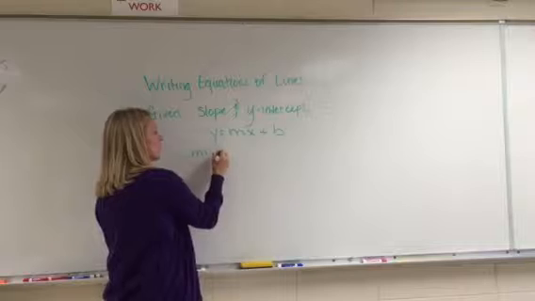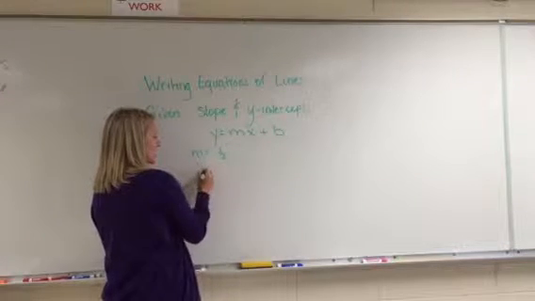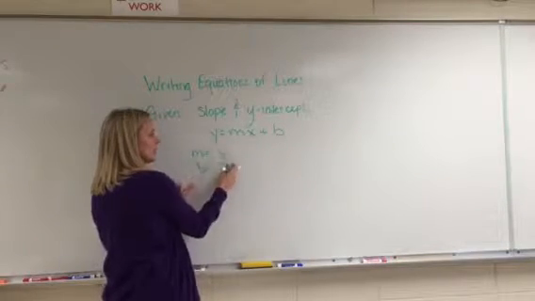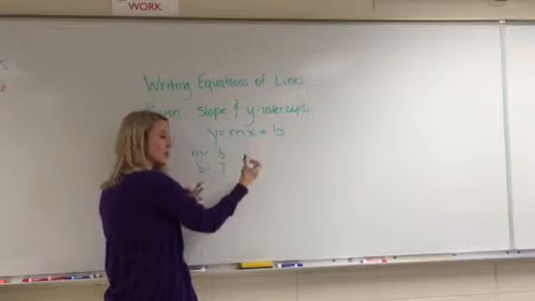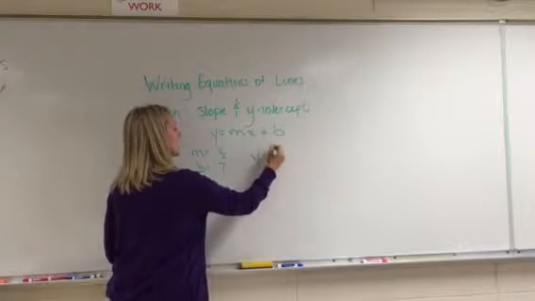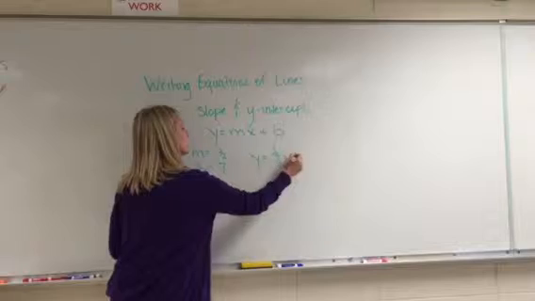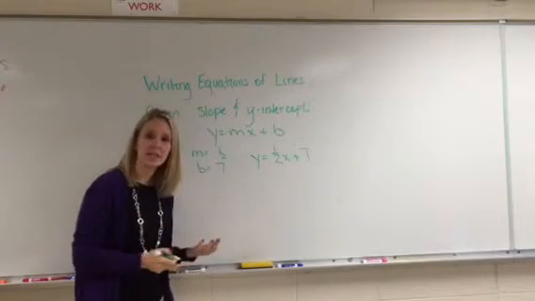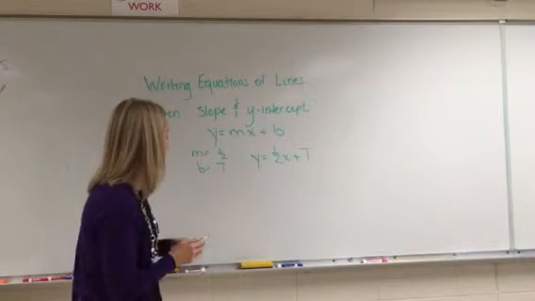If we're told the slope is 1/2 and our y-intercept is 7, we just need to take these values and replace them in our equation. So the equation of the line would be 1/2 x plus 7. And then we're finished. We've written the equation of the line.